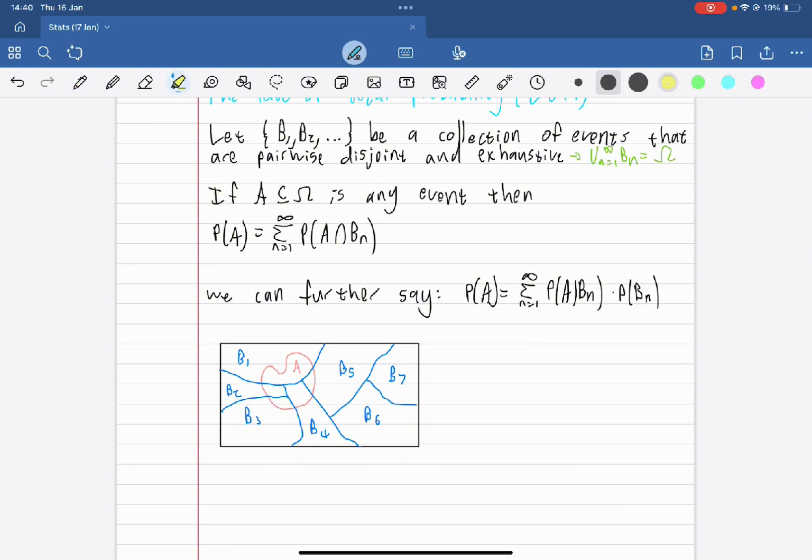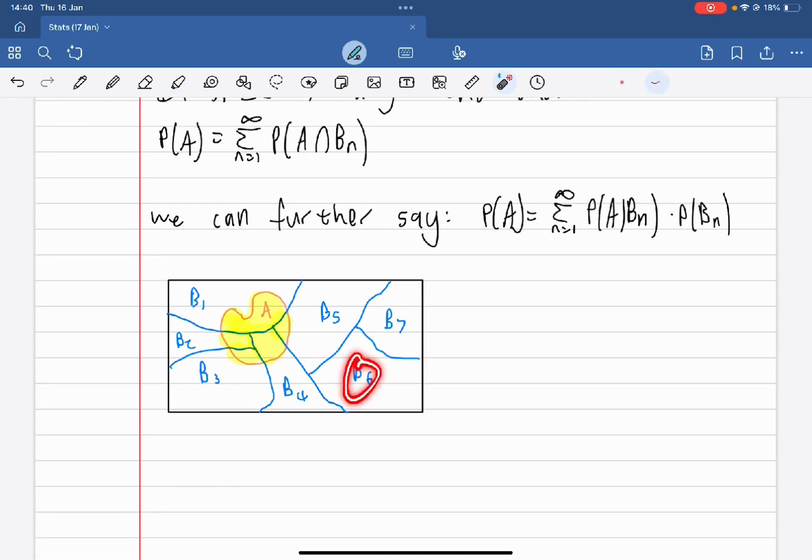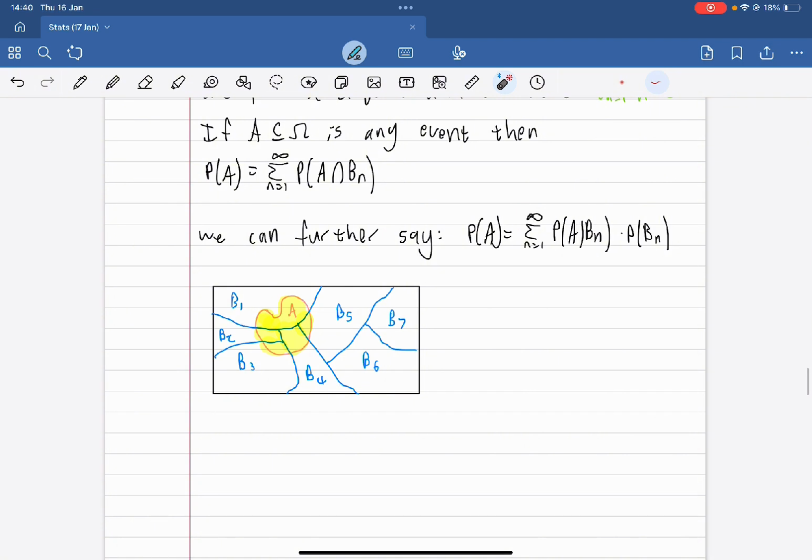I'm going to look at where A intersects B1. We can clearly see that A intersects B1 over there. Now we're going to look at where A intersects B2, which is here. A intersects B3 here, A intersects B4 here, and A intersects B5 here. A doesn't intersect B6, and A also doesn't intersect B7. So by adding up all these different parts, this part, and then this part, and that part, and that part, and that part, we get the full probability of A.